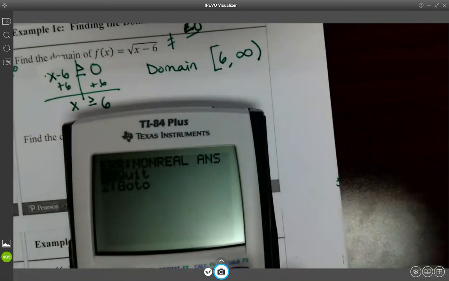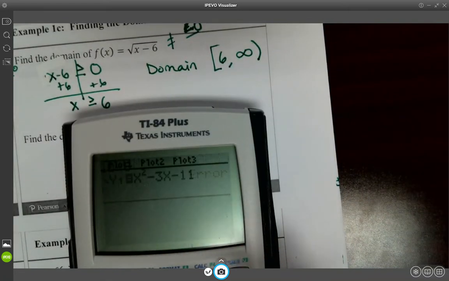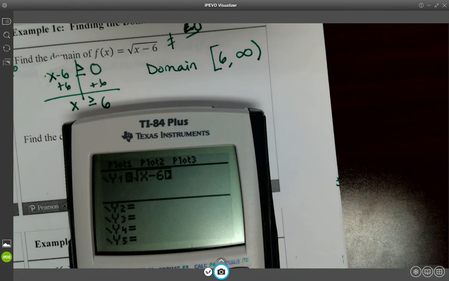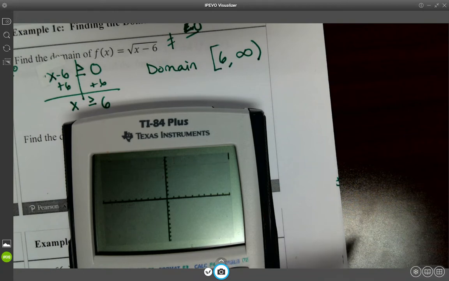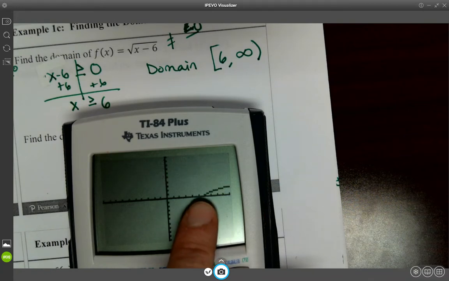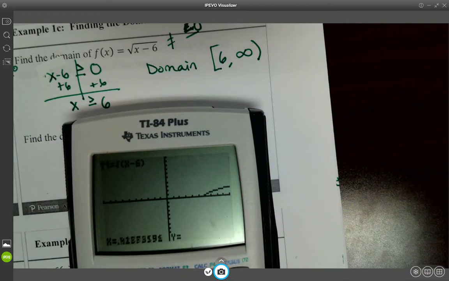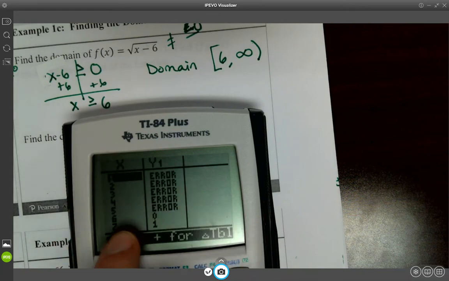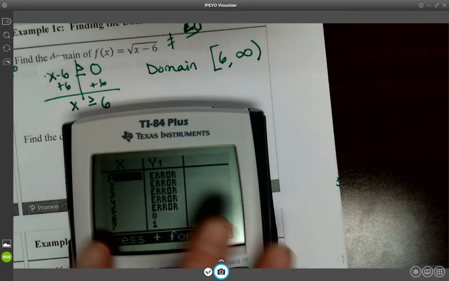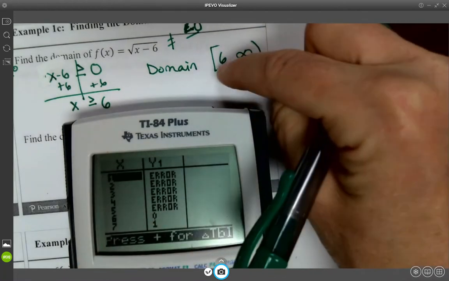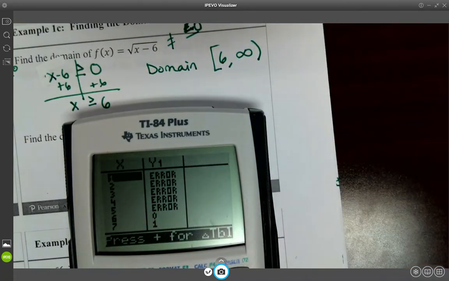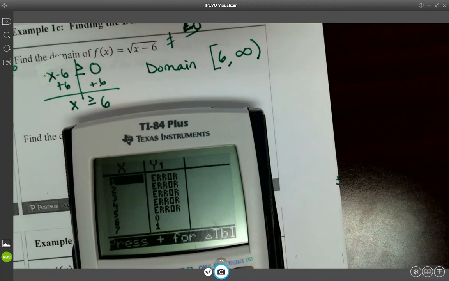And whenever you look at it in the calculator, whenever we go to y equals and we put in our function for the graph, see how it starts at 6? If I hit trace, it has nothing yet. Let's go to table. There we go. We have errors all the way up till 6. So domain has to be 6 to infinity. Nothing before that. 5 doesn't work, 4 doesn't work.